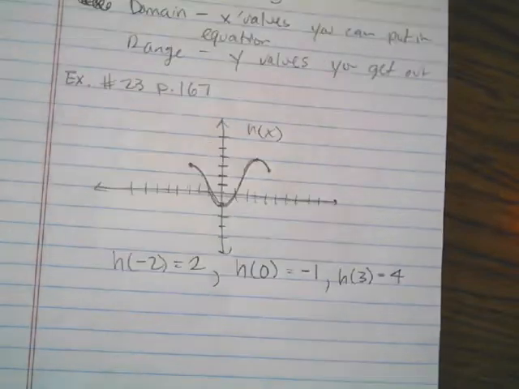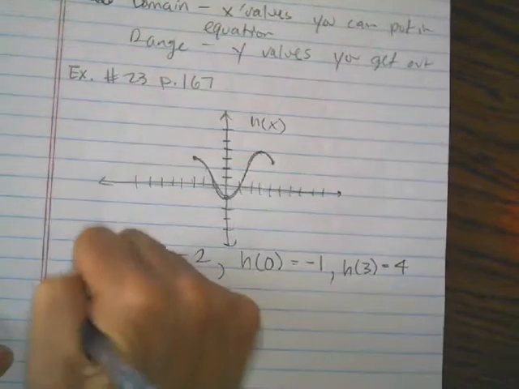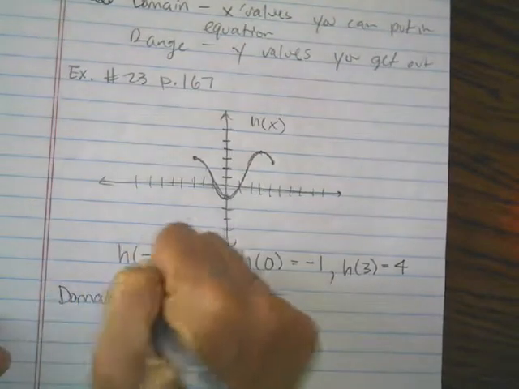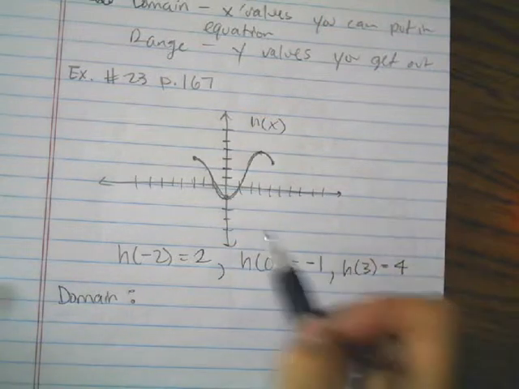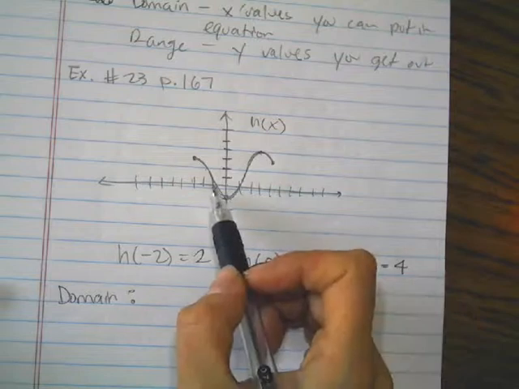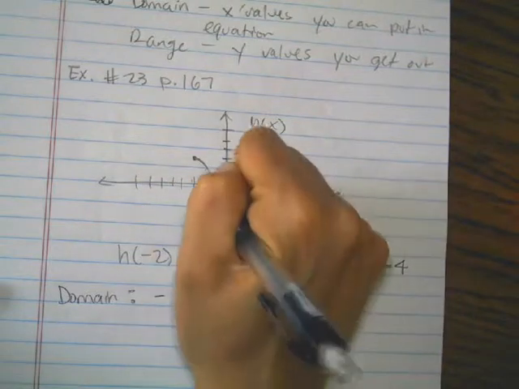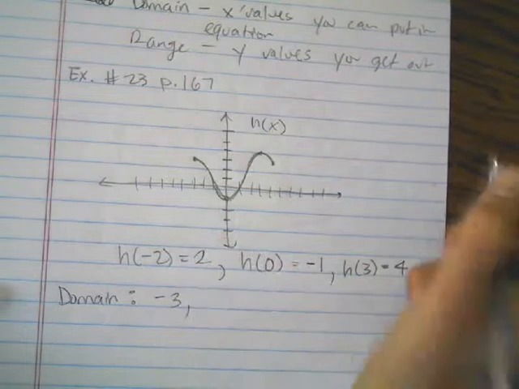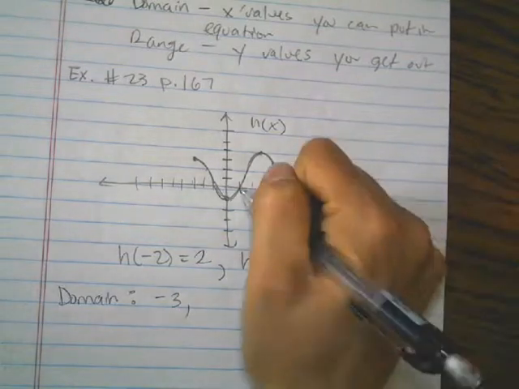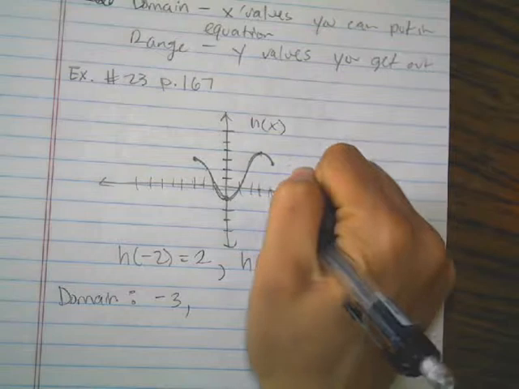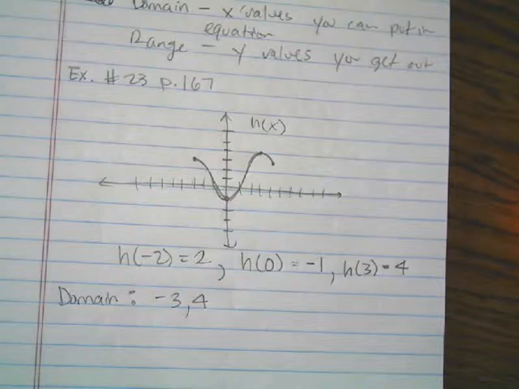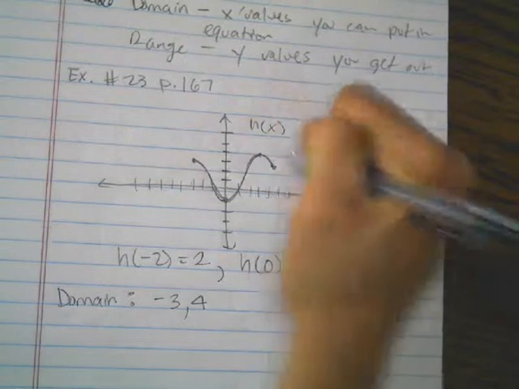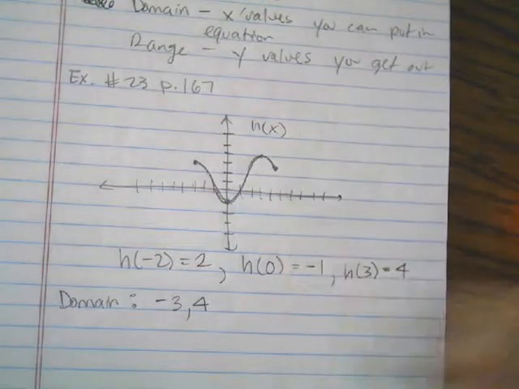The last thing it asks you to do is find the domain and range when you're given a graph. Domain we just said was what values? X values, right? So what's the smallest x value here? Negative 3. And on the graph, what's the biggest x value? Positive 4. Are we going to use brackets or parentheses? Are these open or closed dots at the end? They're closed, so we use brackets.